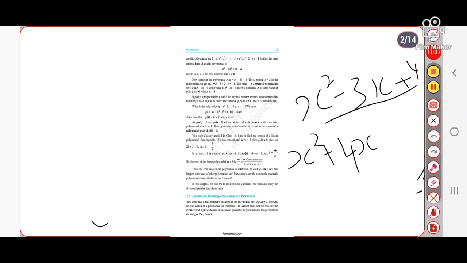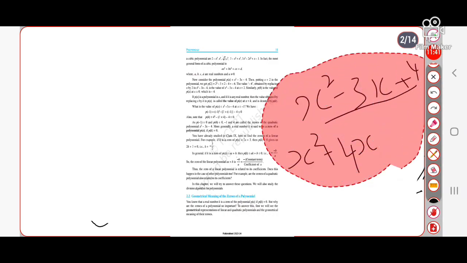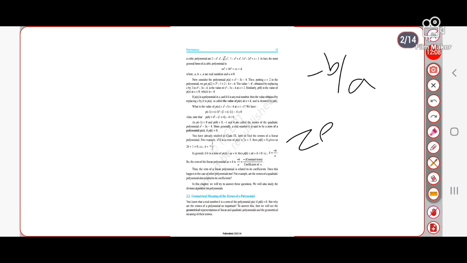Now this cannot be done by splitting the middle term, because we cannot get the multiplication number. So we can do it with the quadratic formula, minus b plus or minus root of b square minus 4ac by 2a, right? I took that one to generally understand the concept of that minus b by a and telling the zeros of the polynomial.